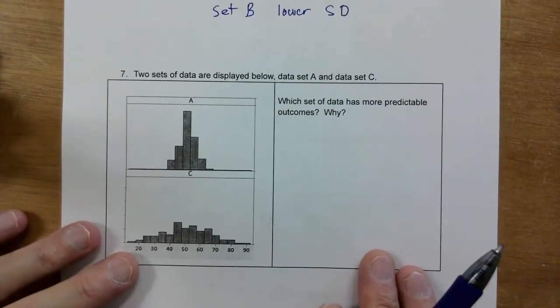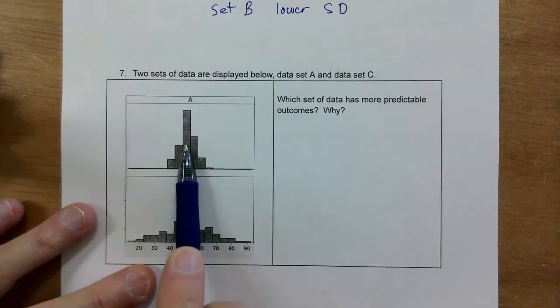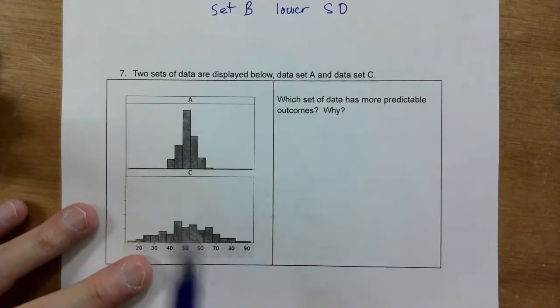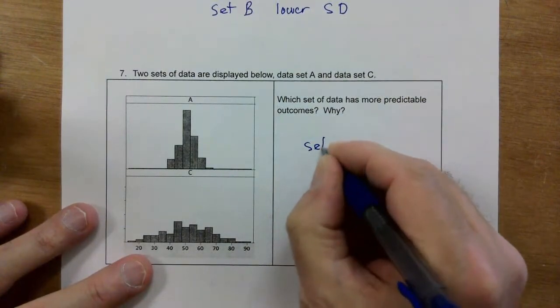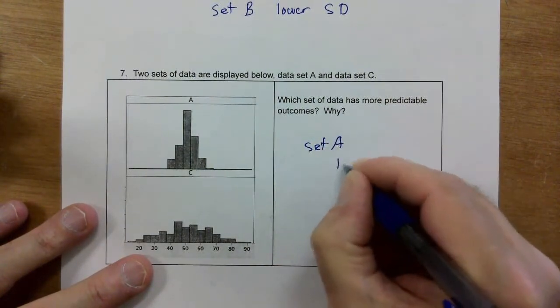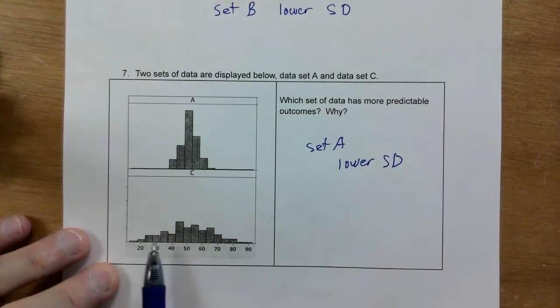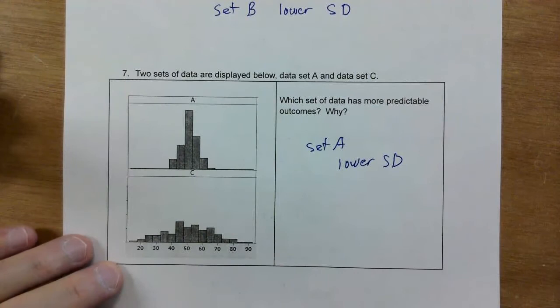Same with this one. This one is much more predictable. The data points are in a much shorter range. They all come right in here. So this is set A for the same reason. It has a lower standard deviation. This one spreads way out. The data is all over the place.